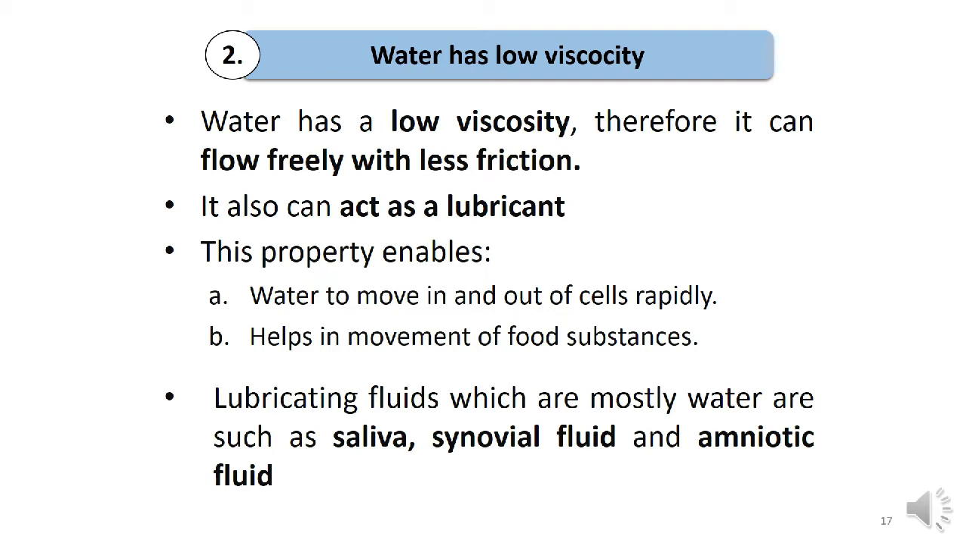Okay, it also can act as a lubricant. Since they can reduce the friction, this property will enable the water to move in or out of cells rapidly, or the water can help in the movement of food substances. If you still remember the process of peristalsis, okay? Lubricating fluids, which are mostly water, are for example the saliva, the synovial fluid, or the amniotic fluid.